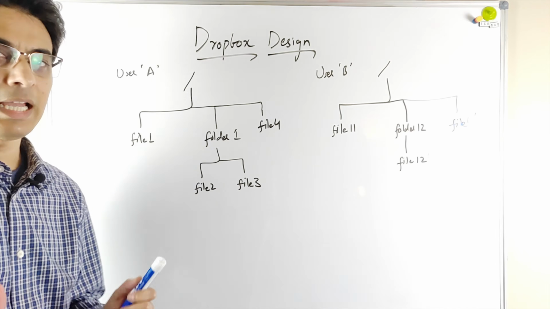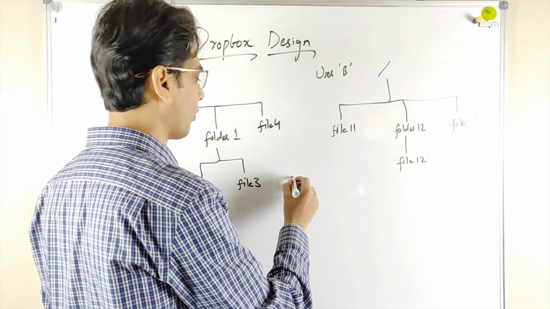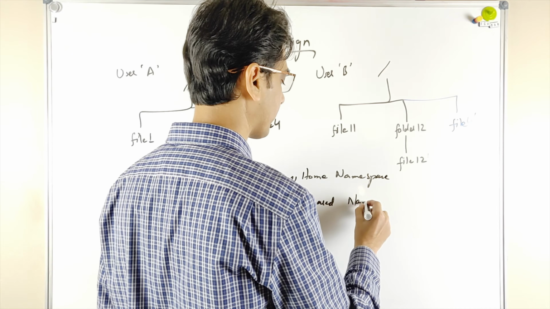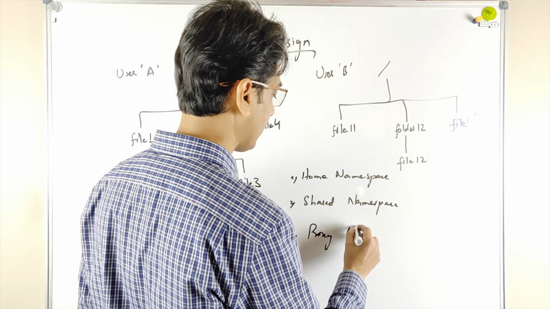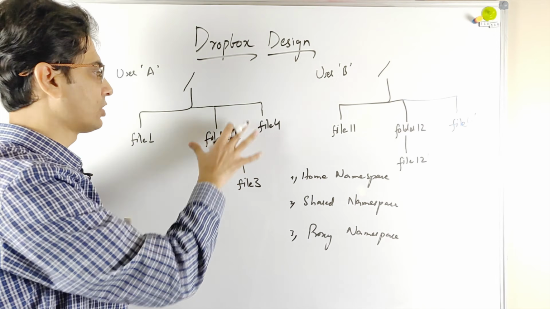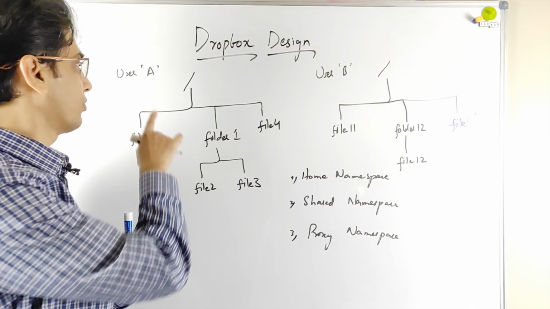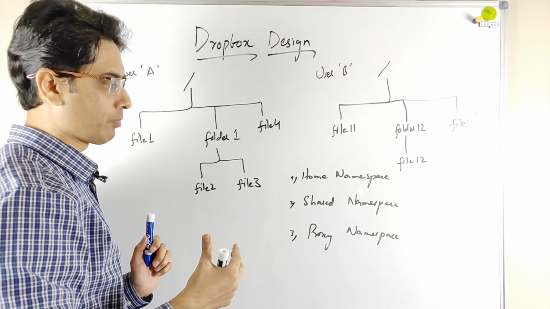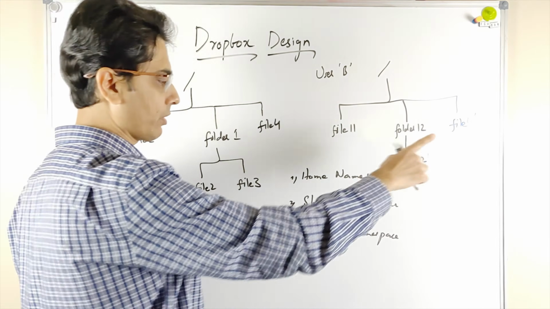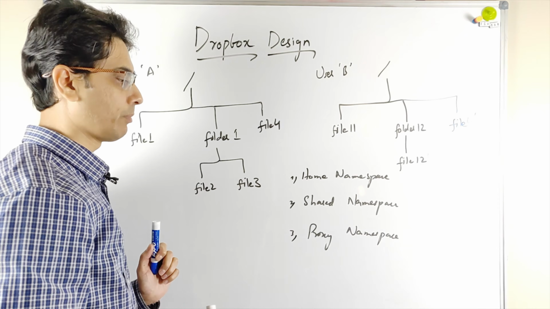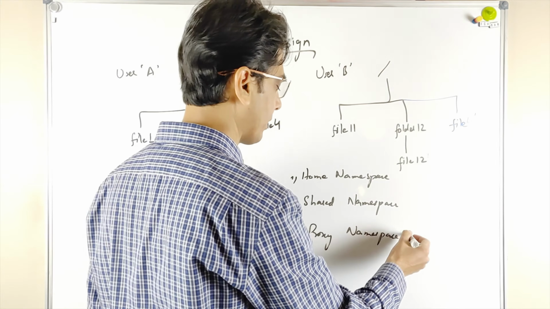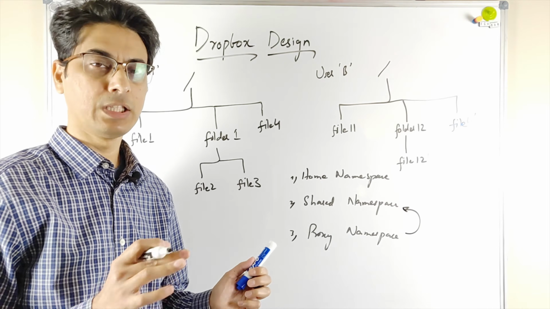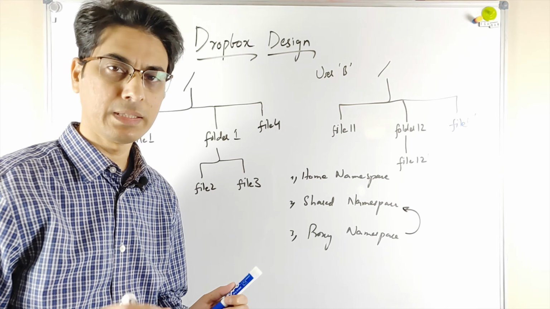So we have three types of namespaces. Number 1 home namespace, number 2 shared namespace, and number 3 proxy namespace. So this was initially home namespace. When user A shared a file with user B, we create a shared namespace for user A and a proxy namespace for user B, and this proxy namespace actually points to the shared namespace. You will find all the details about this in the chapter on the Dropbox service design in my course.